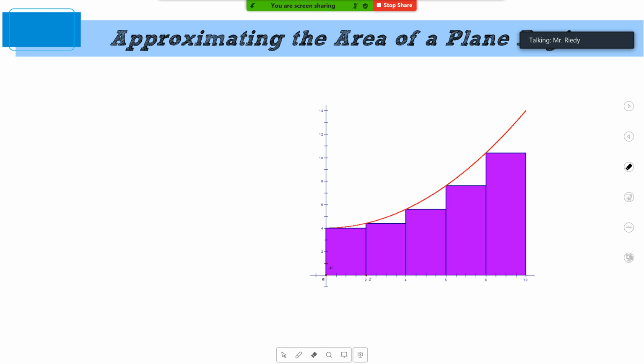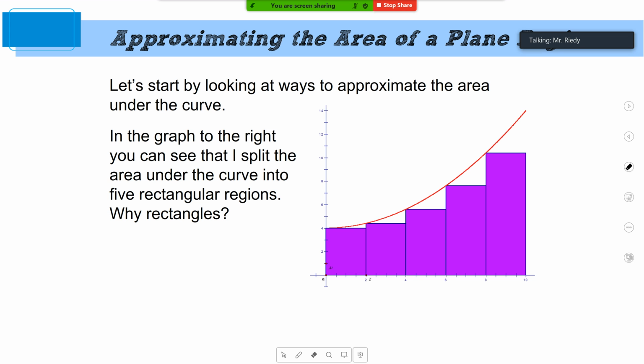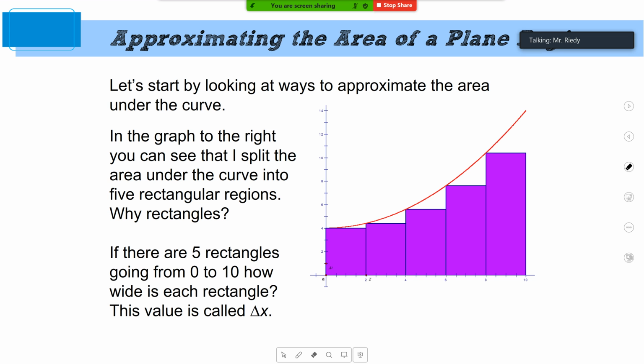Well, if I take my ending point and my starting point and subtract it, I get the distance that I'm talking about. If I then divide by the number of rectangles, I get the width of each rectangle. By the way, that distance, or the width of each rectangle, we're going to refer to as delta x, the change in x. Delta x equals B minus A over n. B is the ending point, A is the starting point, n is the number of rectangles. Okay, things are getting serious here, kids. Watch out. All right, here we go.